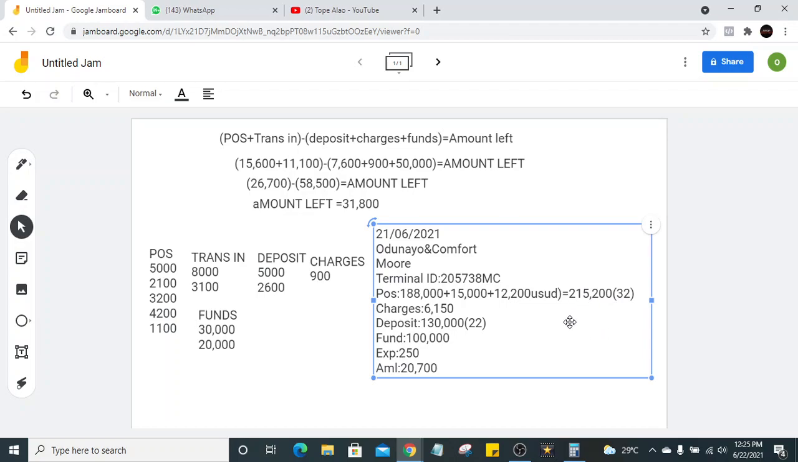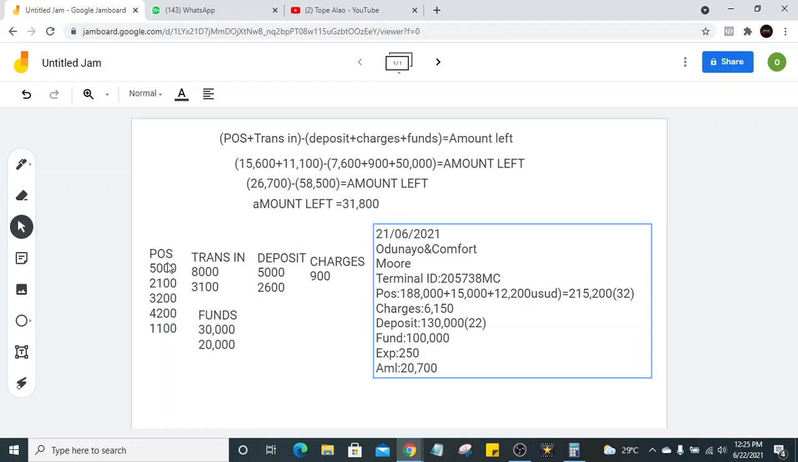So this is 12,200. This is the total POS. I just added everything together, that is everything in these brackets, POS plus this, that gives 215,200. So the deposit, you can see deposit 130. You can see charges is 6,150.